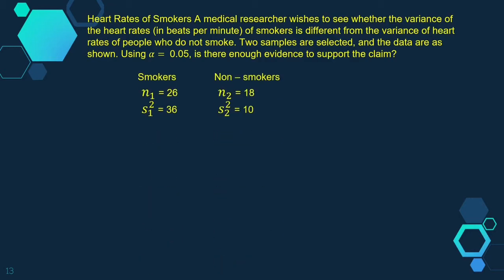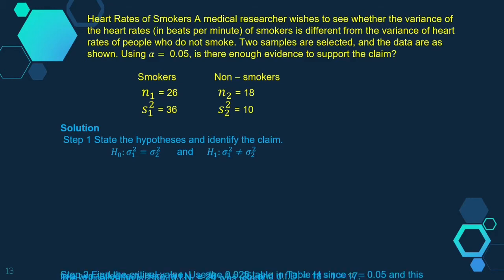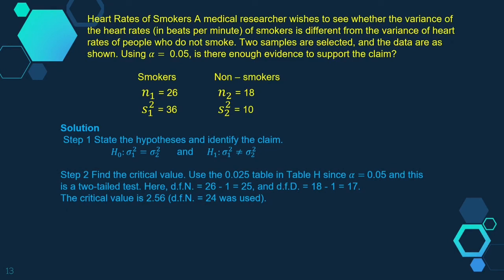Here is the data. Smokers, wherein n sub 1 is equal to 26, and s squared sub 1 is equal to 36. Non-smokers, wherein n sub 2 is equal to 18, and s squared sub 2 is equal to 10. We will use the 5 steps in the traditional method to solve this problem. So, step 1, state the hypotheses and identify the claim, wherein the null hypothesis is sigma squared sub 1 is equal to sigma squared sub 2, and the alternative hypothesis is sigma squared sub 1 is not equal to sigma squared sub 2.